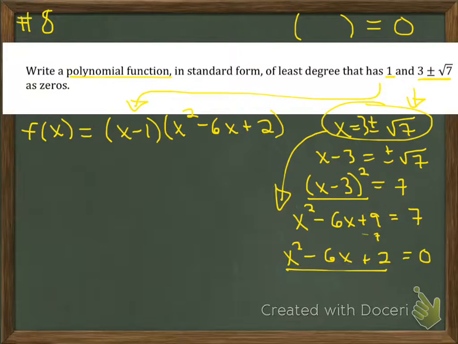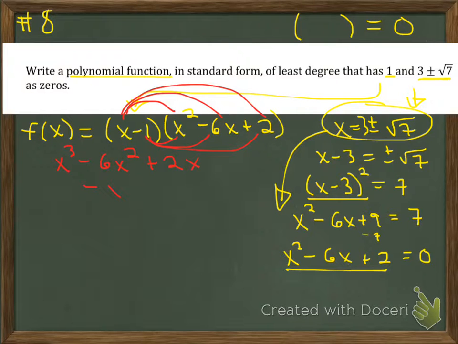Alright, and then now we will distribute. Let's distribute in that x first to all three terms. So we'll have x cubed minus 6x squared plus 2x. And if we do the same with the 1, we will get minus x squared plus 6x minus 2.